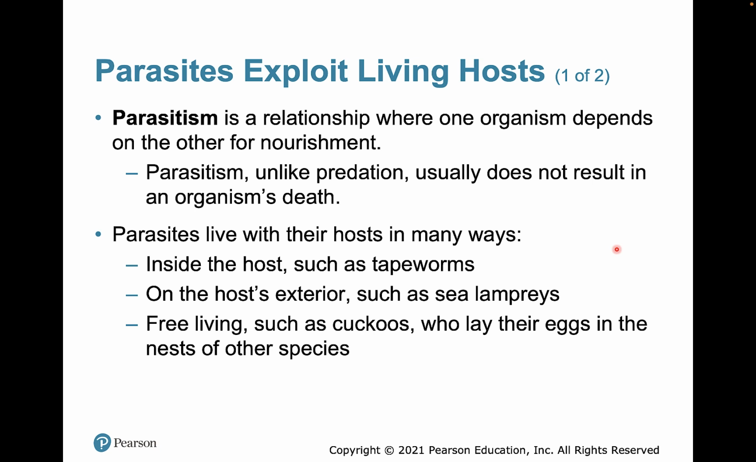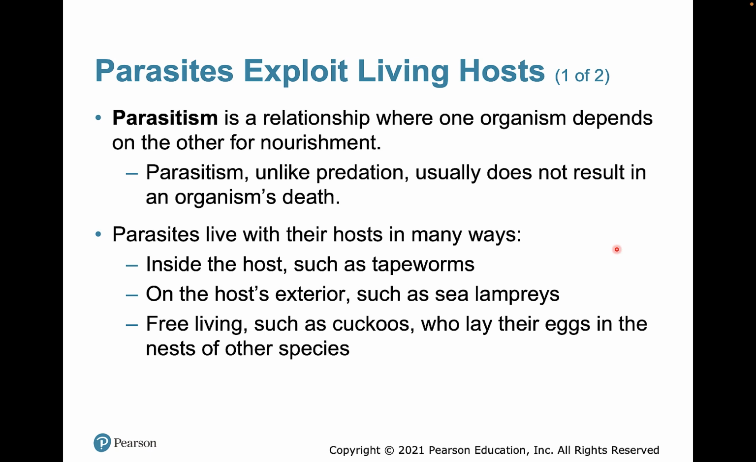Parasitism, you've probably heard about this, is when one organism depends on the other for nourishment. Parasitism and predation are a little different because with predation, it's death for the prey. Parasitism doesn't usually result in death because if the host dies, the thing that is giving the nutrients to the parasite, then the parasite doesn't have anything to rely on. So it's more of a usurping of resources, okay, and harming but not killing.